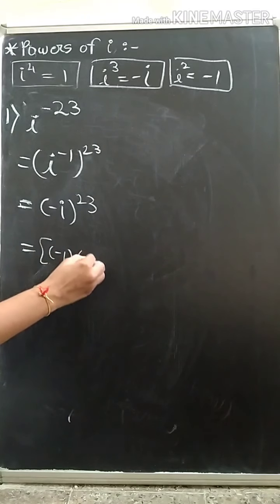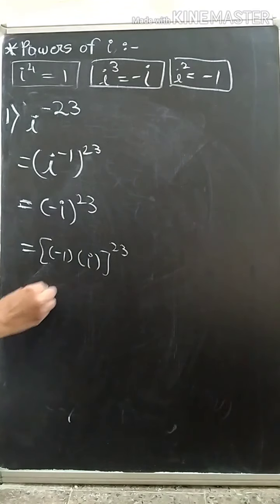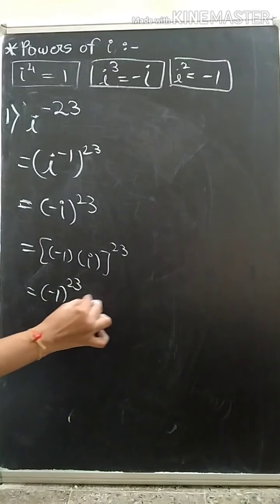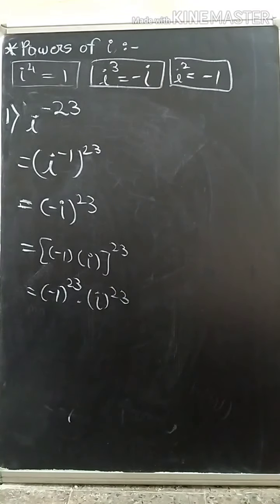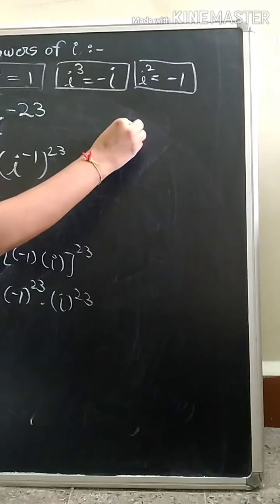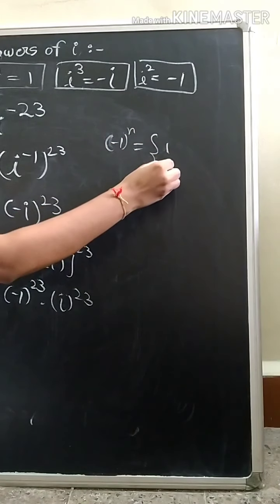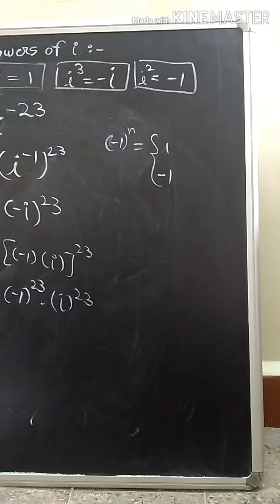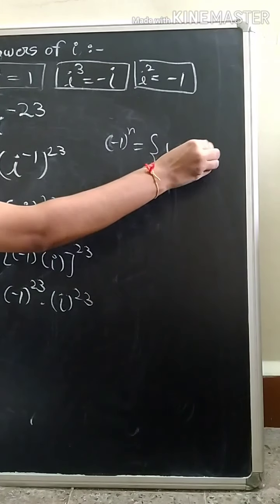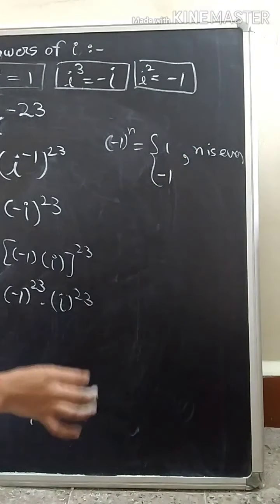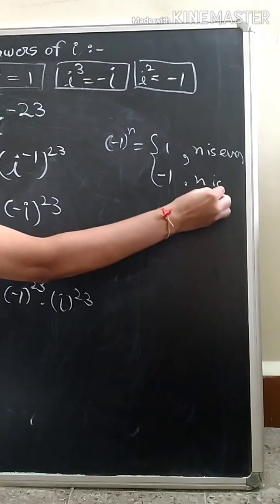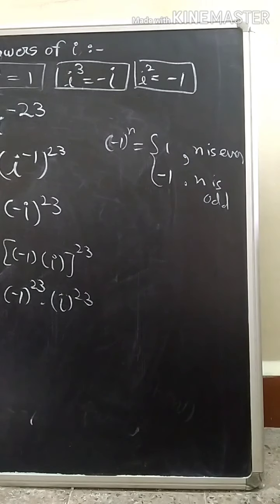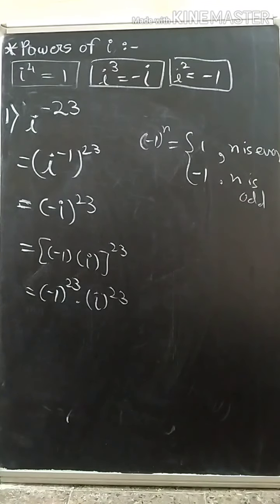-i लाच आपण कसं लिहू शकतो? -1 into i raised to 23. So this is nothing but -1 raised to 23 आणि into i raised to 23. -1, this is very important. -1 raised to n is 1 or -1. जर n आपला इव्हन असेल म्हणजे n जर इवन असला तर उत्तर 1 येईल आणि n जर ऑड असला तर उत्तर -1 येईल. तर आपल्या केसमध्ये n काय आहे? 23. 23 इज ऑड नंबर.